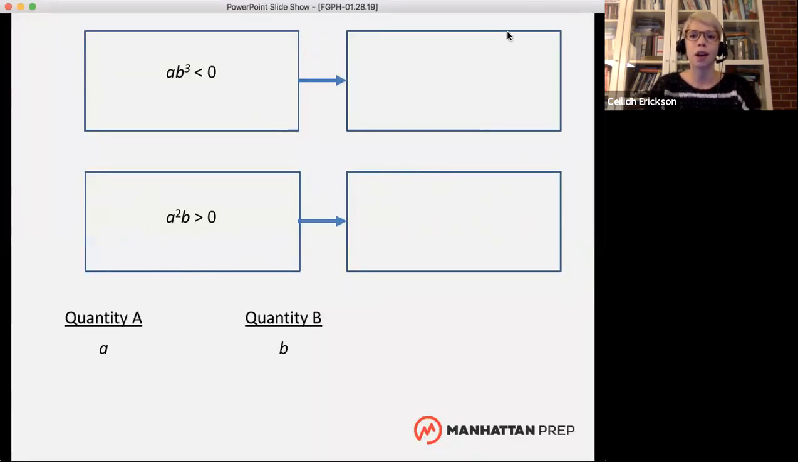First, we want to think, all right, well, what do we recognize? In this first one, I'll tell you what I recognize. I see an inequality sign and then 0. So that is a big old signal.